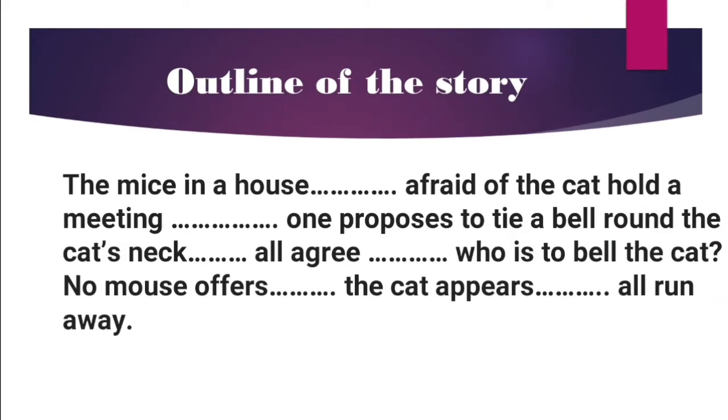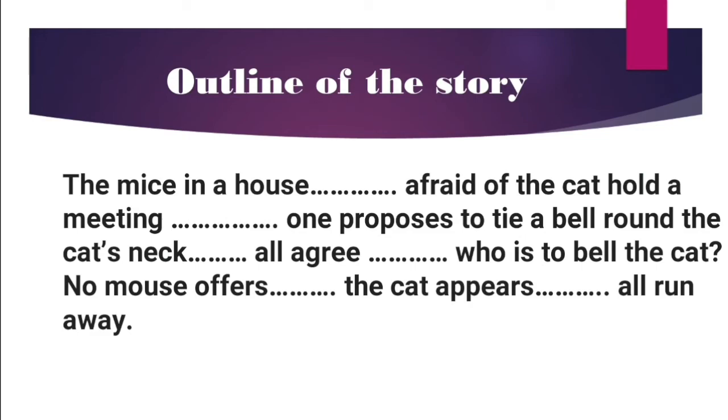Now, let's see an example with a given outline. The mice in a house, afraid of the cat, hold a meeting. One proposes to tie a bell round the cat's neck. All agree. Who is to bell the cat? No mouse offers. The cat appears. All run away. Now we see here that we have been provided with some of the hints of the story, but these hints are not complete sentences.